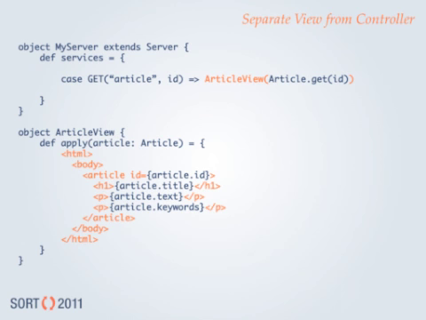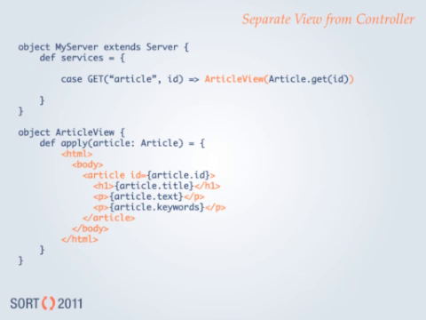In this example, I've created an object called article view, and it uses a special method name called apply. I'll explain how apply works in a minute, but inside apply we have the template, and you can see here that it's pulling out values from the article object that was passed to it. So that article view is fairly self-contained, and you could test it pretty easily. It has input, which is the article object, and it has output, which is an XML node sequence with those values from the object inserted into it.